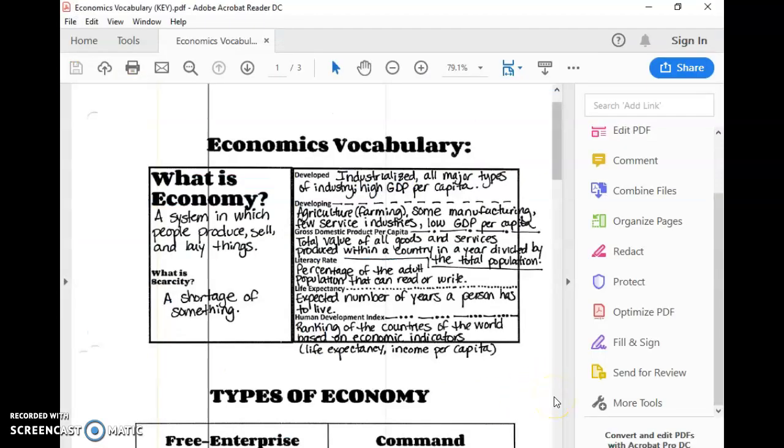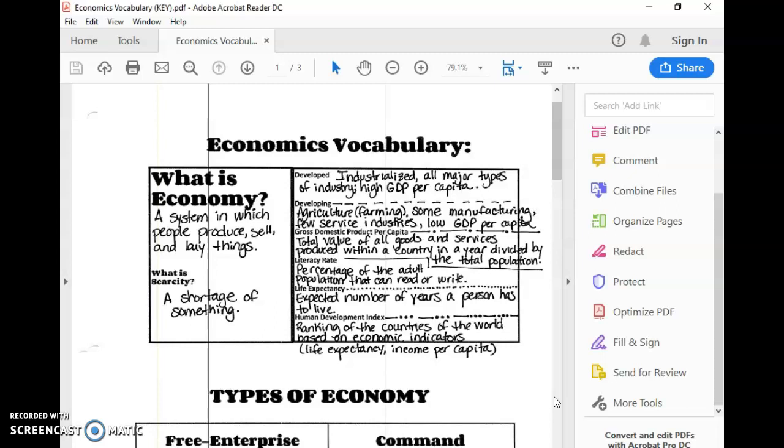Okay. Economics vocabulary. What is economy? This is a system in which people produce, buy, and sell things. So we're dealing with money and finances. What is scarcity? It's a shortage of something. You don't have enough. You know how you feel when you get to the last chocolate chip cookie and it's you and your sibling trying to figure it out? You're dealing with some scarcity.